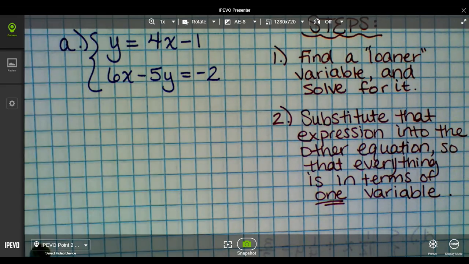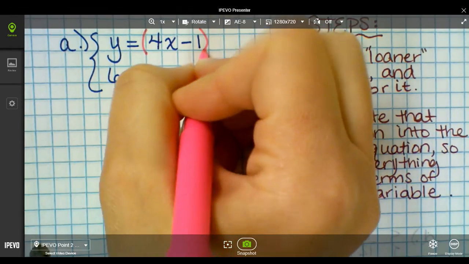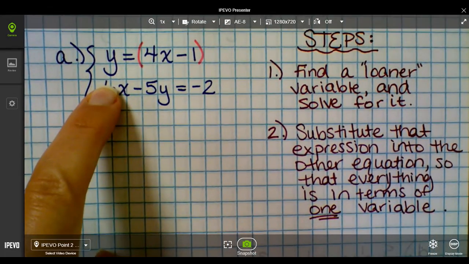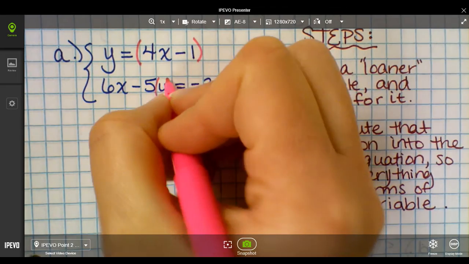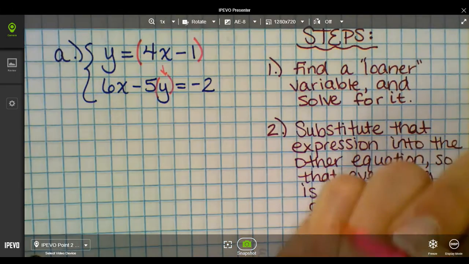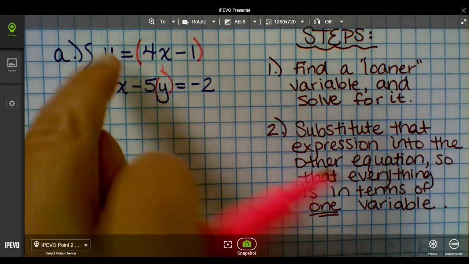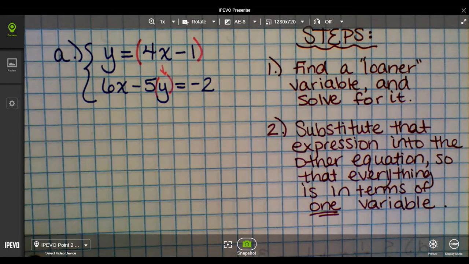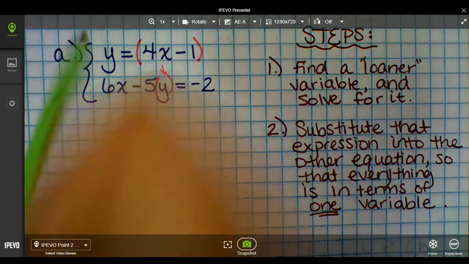Okay, so what does this actually mean? Substitute that expression. Which expression am I talking about? I am saying what y equals into the other equation. So if I know that y equals 4x minus 1, that means this y has to equal 4x minus 1. So that's what I'm going to do. I'm going to substitute what y equals in for this. It's kind of like if I said, well, y equals 2, then I would plug in 2 for y. But now y equals 4x minus 1, so I'm going to plug in the whole thing.